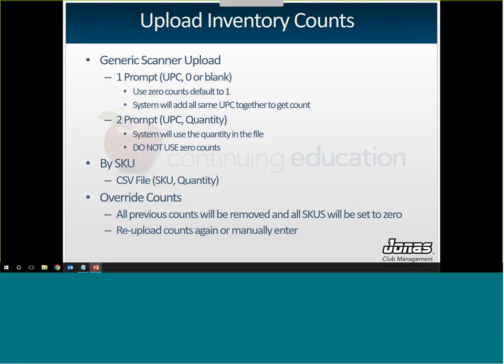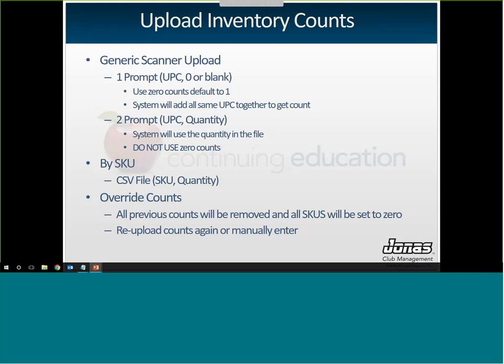One prompt, which is the UPC, 0 or blank, which uses 0 counts default to 1. So what that means is if you've scanned something and it's coming through on the file from your scanner as a 0 quantity, Jonas will automatically assume that that actually means 1. It does that because if it was there for you to scan, you probably do have one on file. So it just helps you with your valuation report to make sure that it stays accurate.